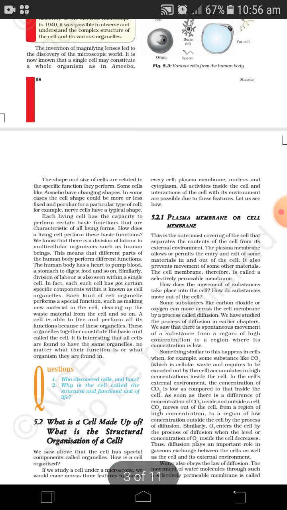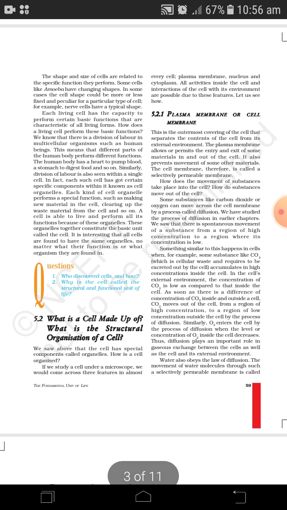Next is that the shape and size of cells are related to the specific function they perform. Some cells have a changing shape, example amoeba. In some cases, the cell shape could be more or less fixed and suitable for a particular type of cell. Example, nerve cells have a typical shape.